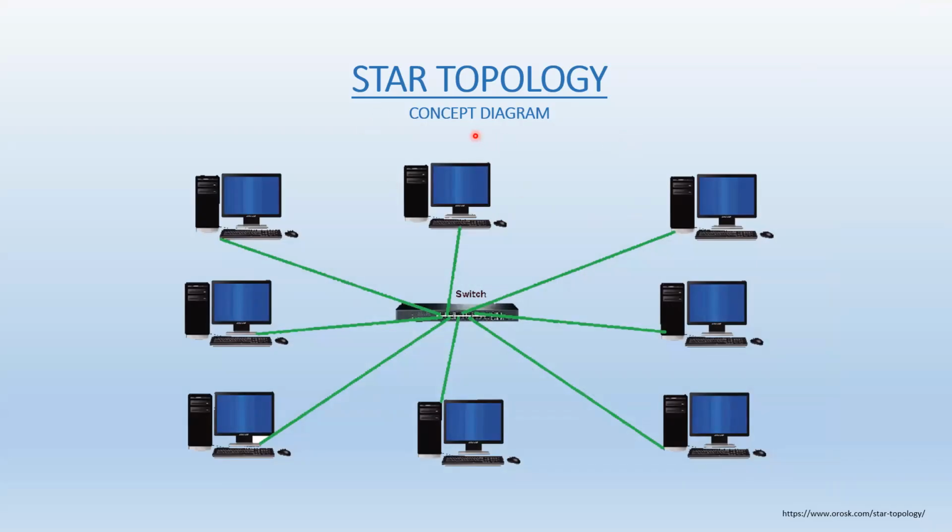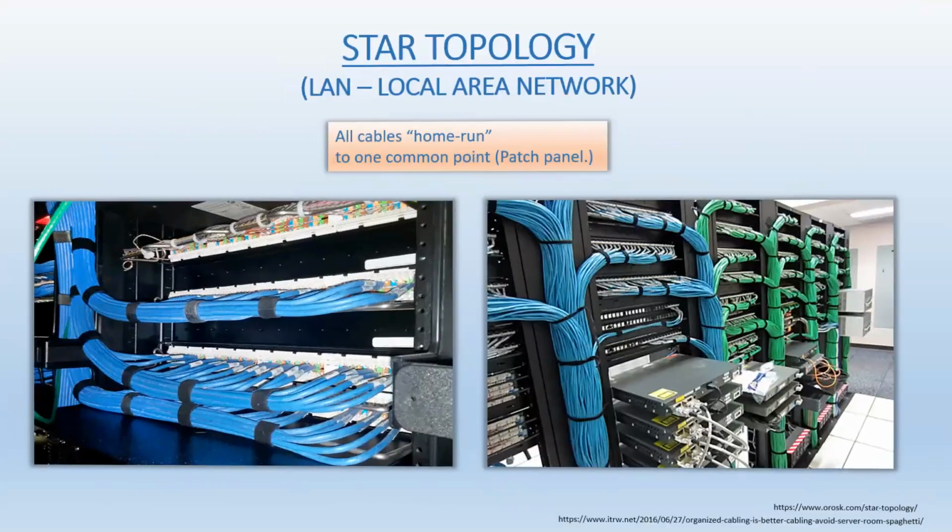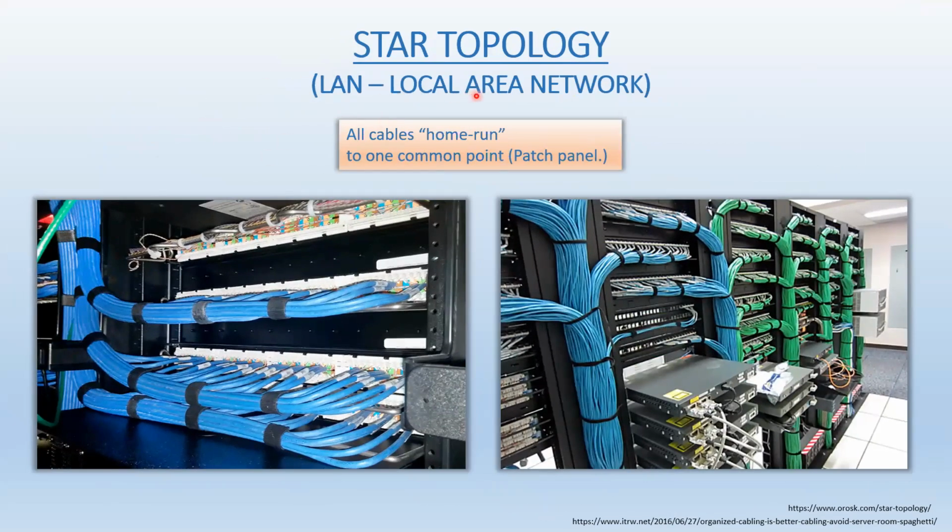So here's a concept diagram of star topology. Everything connects with home runs to the one central node. All right, star topology in the local area network configuration. Well, see, that's how the wires run to the patch panels.